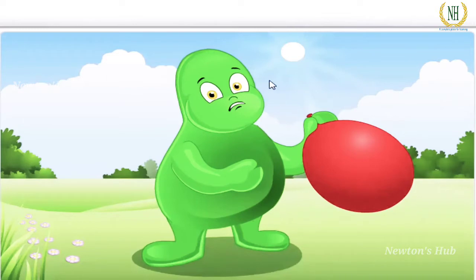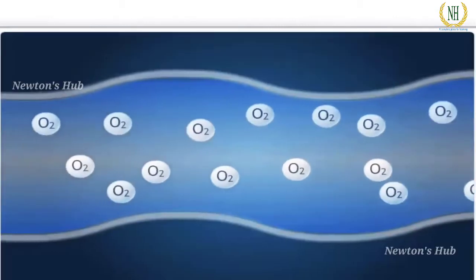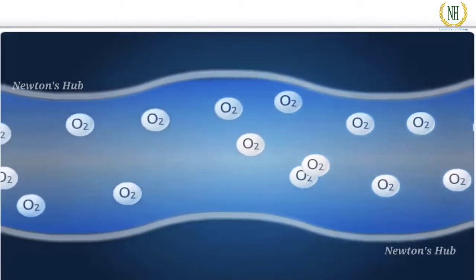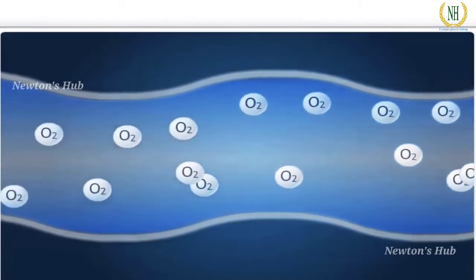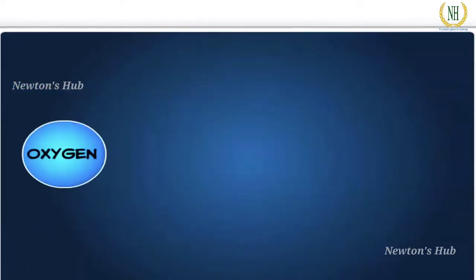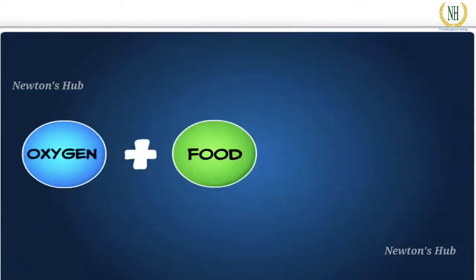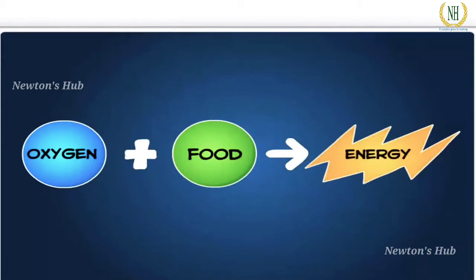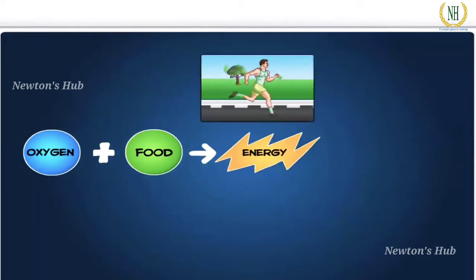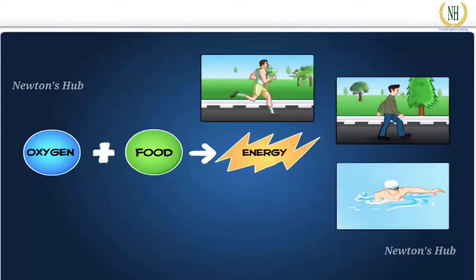Phew! I'm out of breath. Let me get some air. Air is vital for us as it contains oxygen. Oxygen is used to break down the food we eat into energy. This energy, in turn, is used by us for various activities like running, walking, swimming, and cycling.